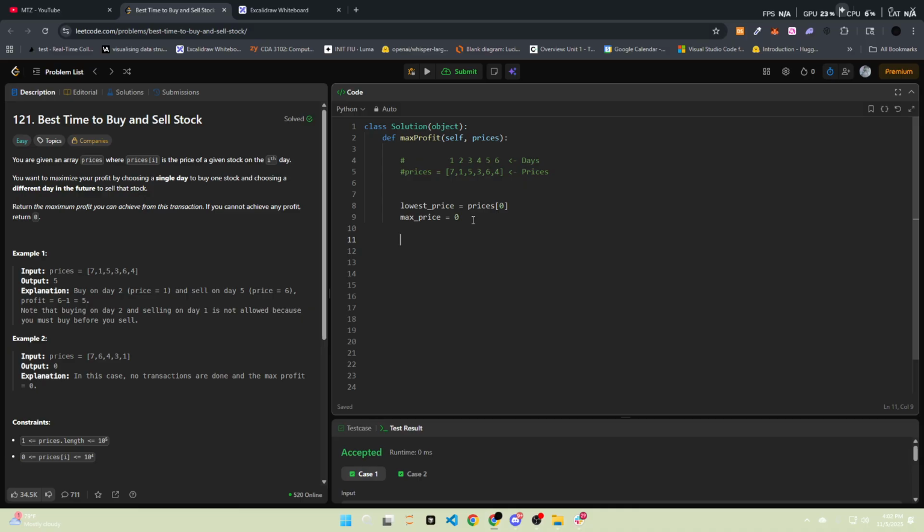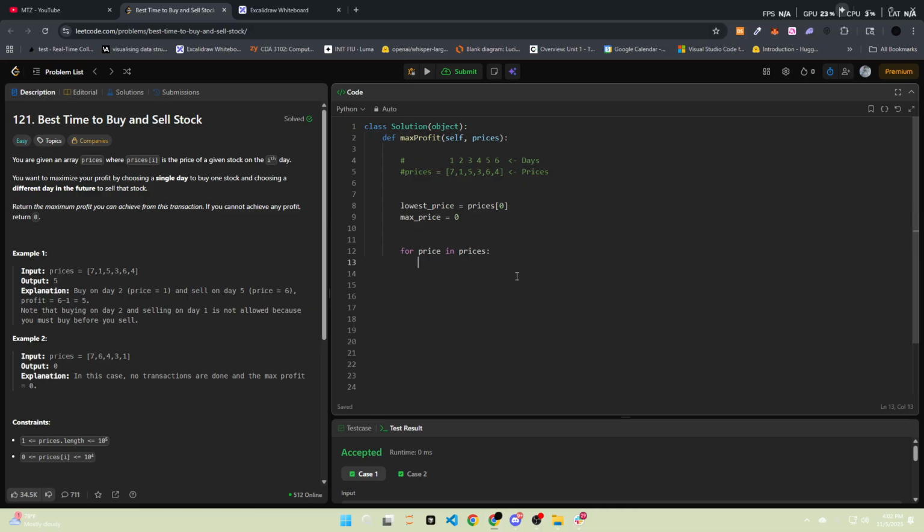And then we're going to do a for loop, for price in prices. So price, this word right here, represents each one of these, because prices is equal to this list. So we're iterating through the list. For the first instance, price equals 7, then the second instance is 1, then the third instance is 5, then the fourth instance is 3, the fifth is 6, and the sixth is 4. So we're iterating through this 6 times, and each time represents each value inside the list.